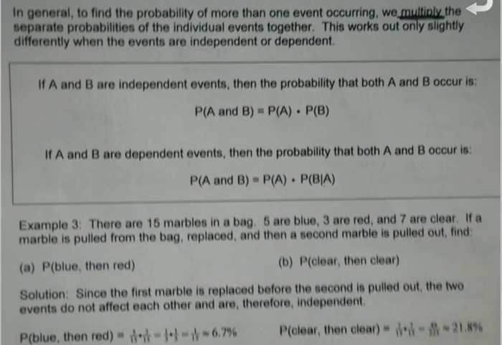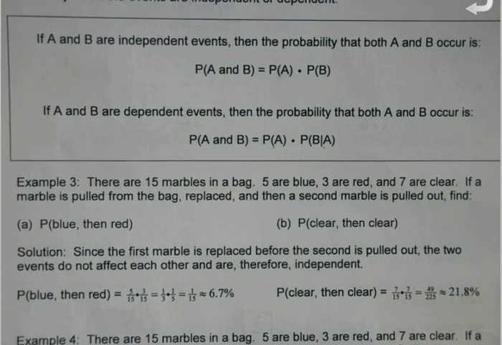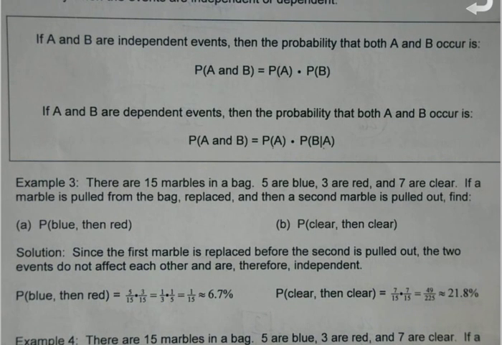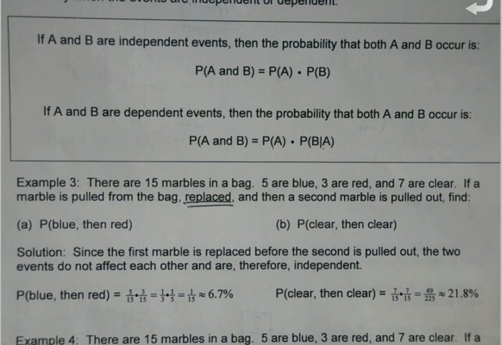So let's jump in. So example 3. We got 15 marbles in a bag. 5 are blue, 3 are red, 7 are clear. If a marble is pulled from the bag, replaced, and then a second marble is pulled out.